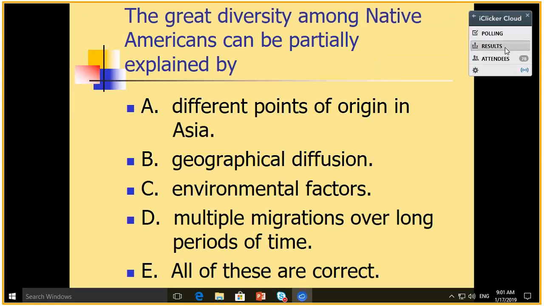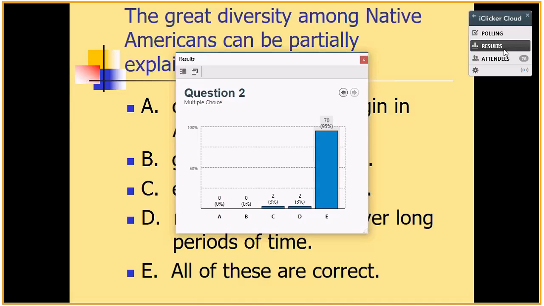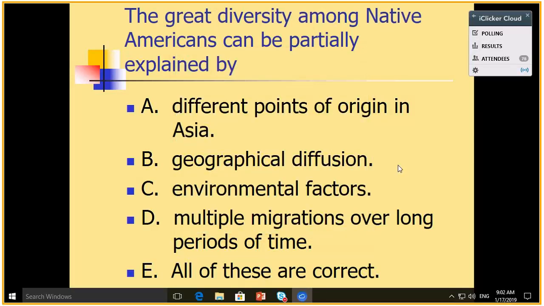All right, correct answer is E. Very good. All of these are correct. Different points of origin in Asia, geographical diffusion, environmental factors, multiple migrations over long periods of time. All of this accounts for the diversity that we see among native peoples.